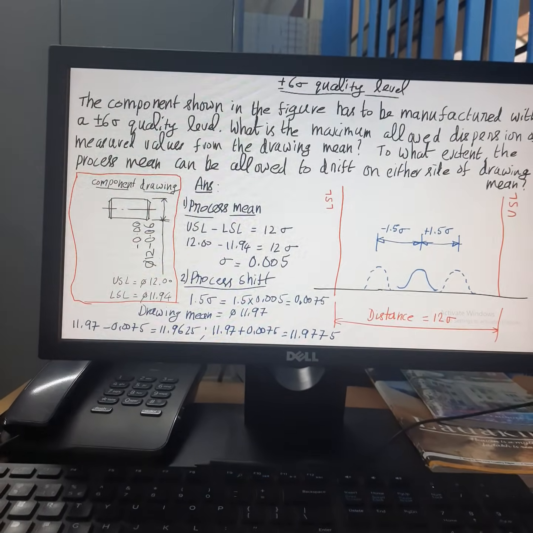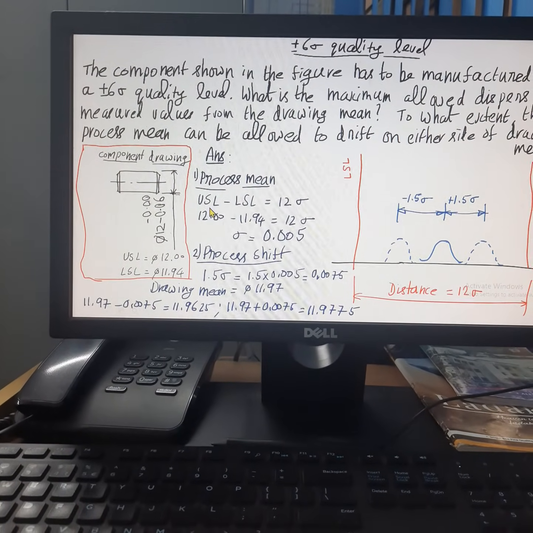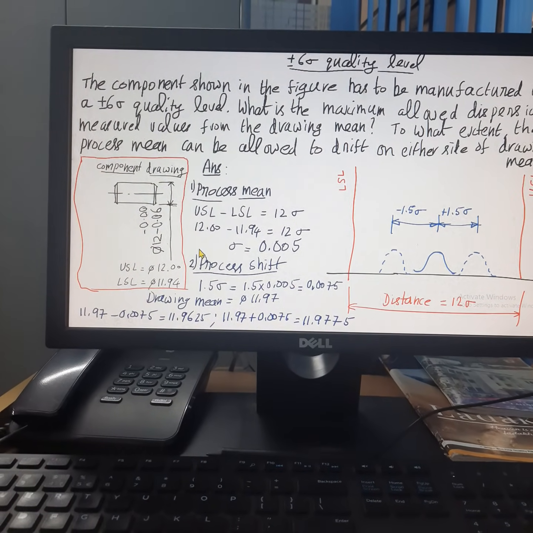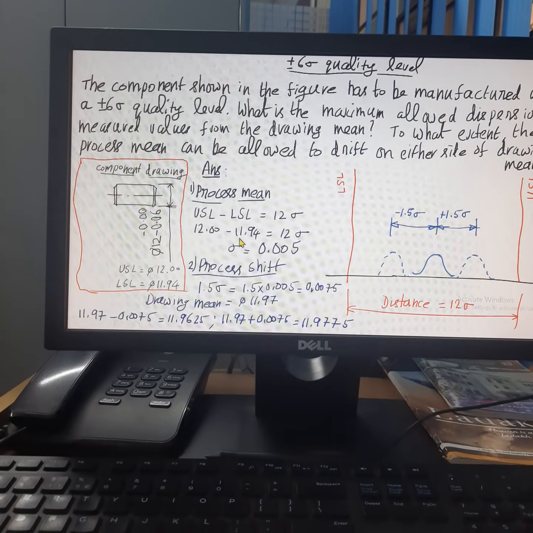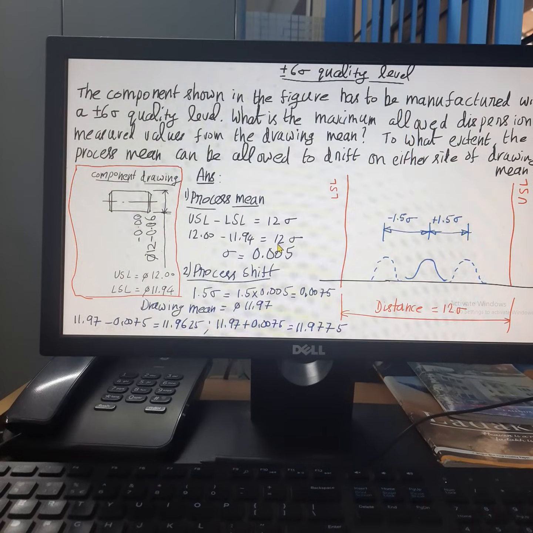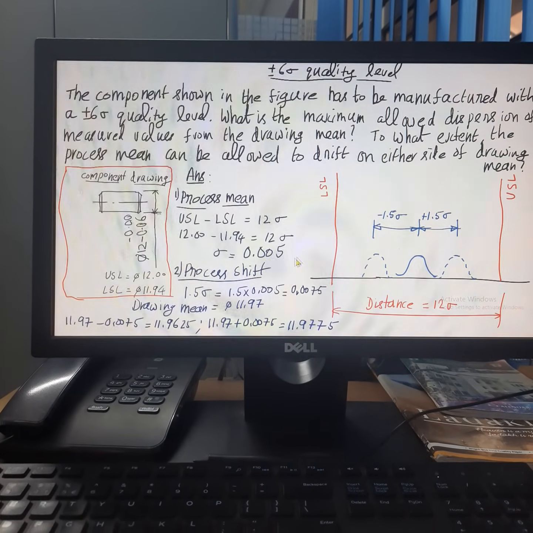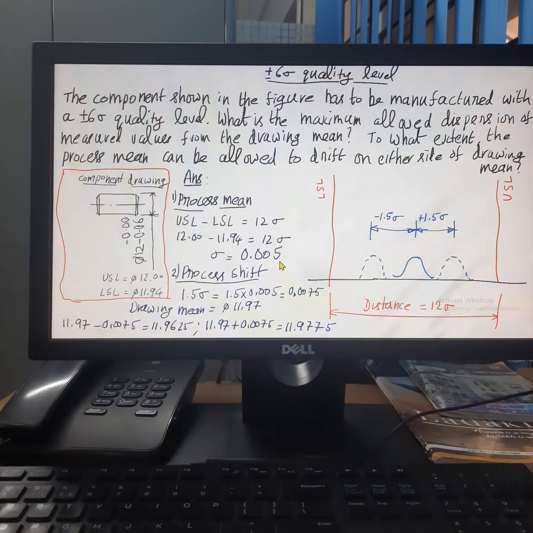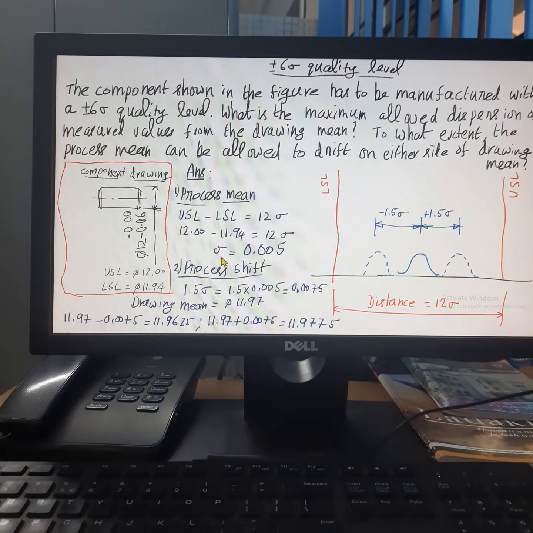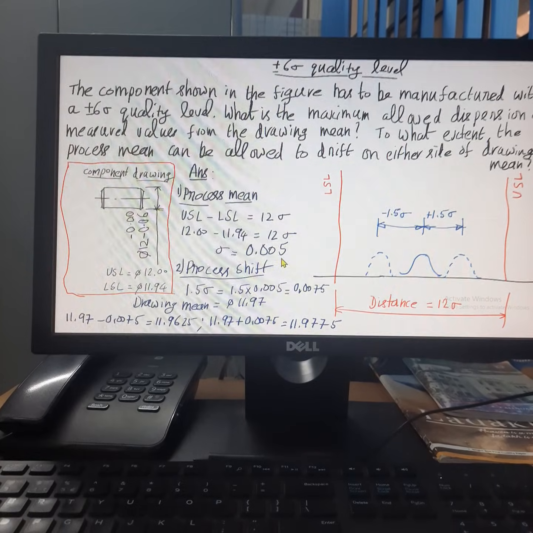USL minus LSL should measure 12 times sigma. So USL is 12 and LSL is 11.94, both taken from the drawing, and it should measure 12 times sigma. In that case, what should be the value of sigma? Sigma is equal to 0.005. If you want to maintain 6 sigma quality level for this component, the process standard deviation should be equal to 0.005 or less than 0.005.